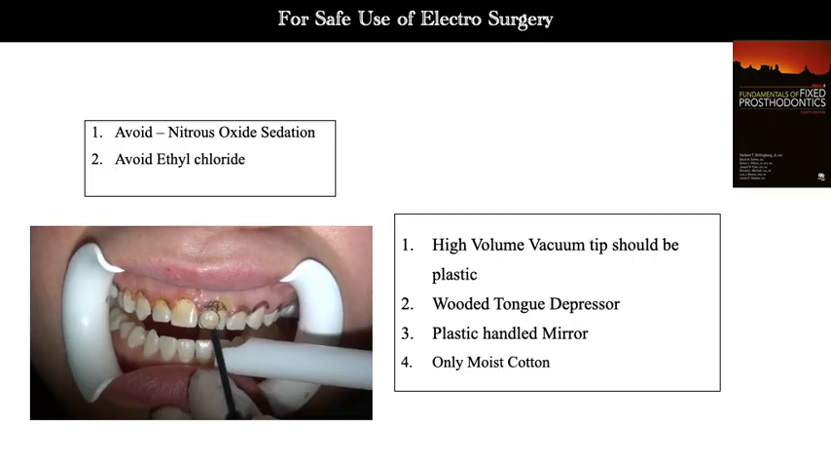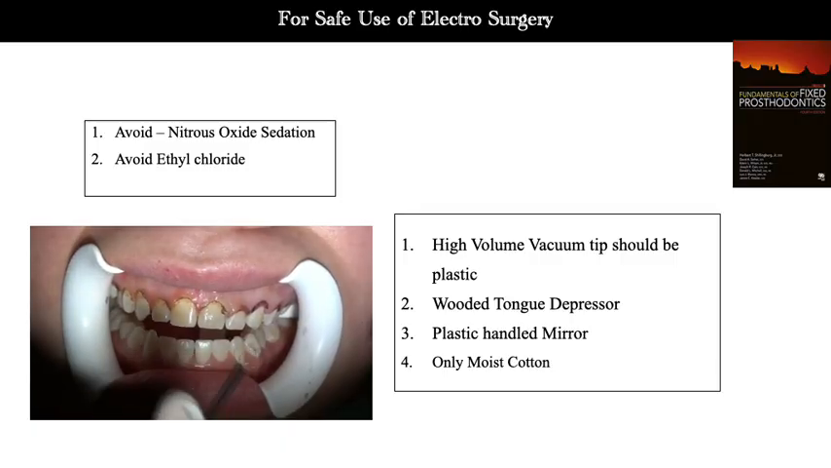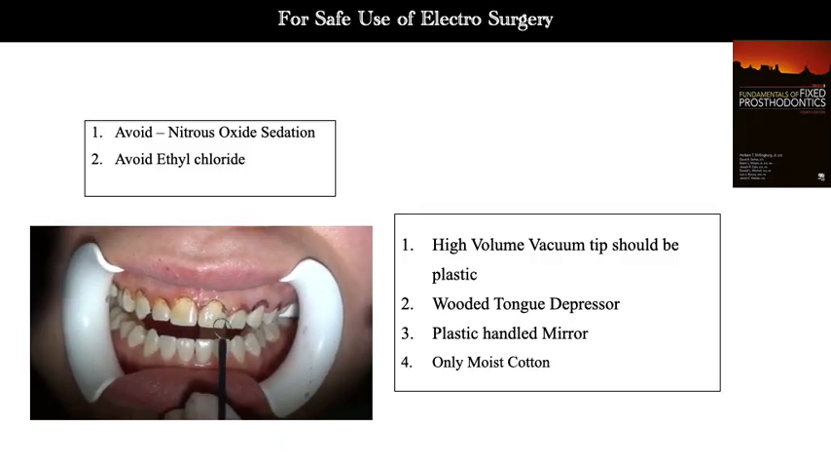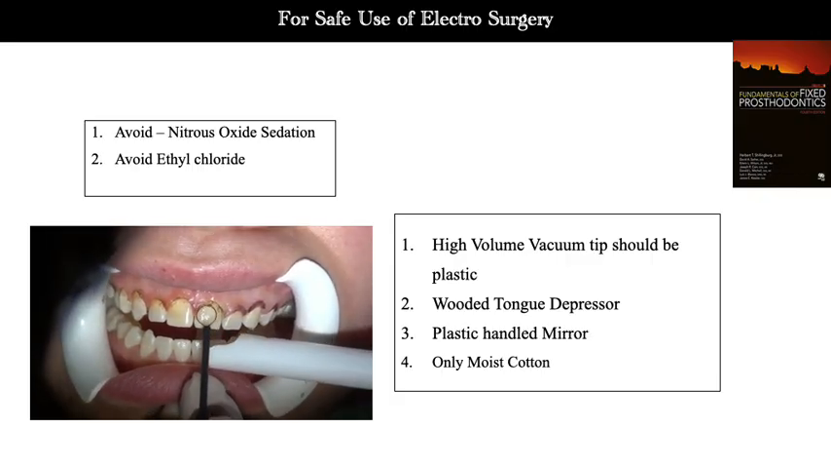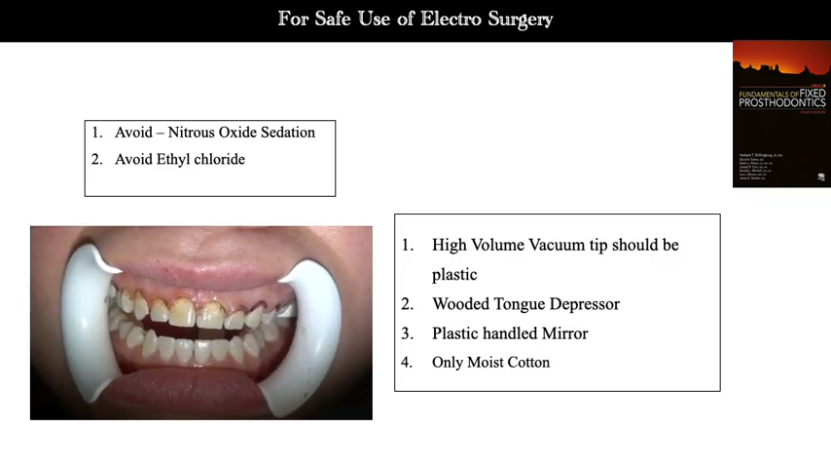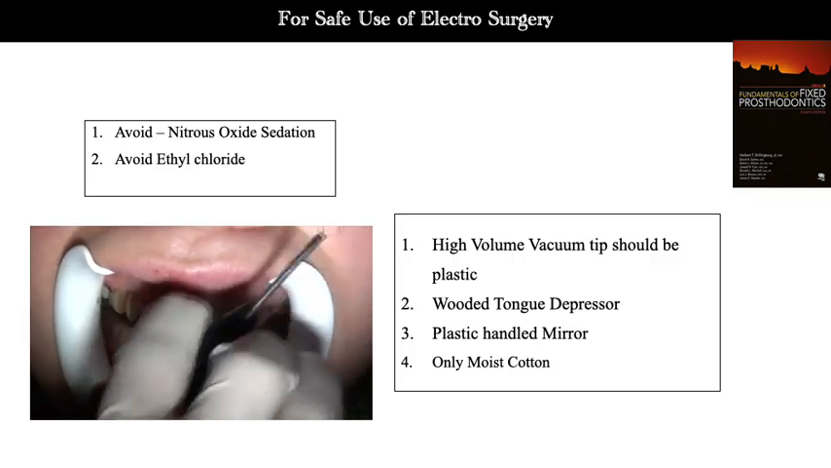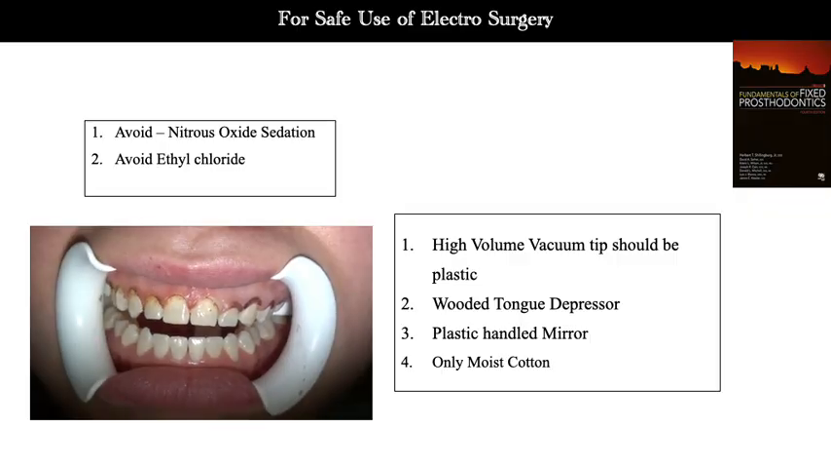The tongue depressor should be a wooden tongue depressor. The mouth mirror should not be a metal one. We have to go ahead with a plastic mouth mirror, since metal could be more conductive, and more importantly, the cottons used for isolation should be moist.